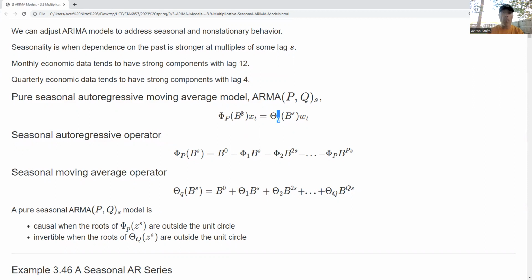And you'll notice that we have the seasonal part here, which is also denoted here in the model structure. You'll notice that our operator is not working directly on the backshift operator. It's working on a power of the backshift operator, and that power is the seasonal aspect. All right, so for a pure seasonal autoregressive operator, you'll notice that I've got exponents of multiples of S.